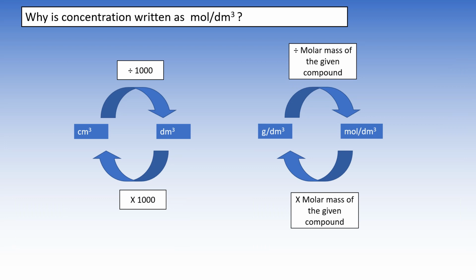To summarize so far, centimeter cube divided by 1000 gives us decimeter cube, and decimeter cube times 1000 gives us centimeter cube. A similar pattern is applied when we convert grams per decimeter cube into moles per decimeter cube. We divide grams per decimeter cube by the molar mass of the given compound to produce moles per decimeter cube, and in order to produce grams per decimeter cube, we multiply the molar mass of the given compound by the moles per decimeter cube.